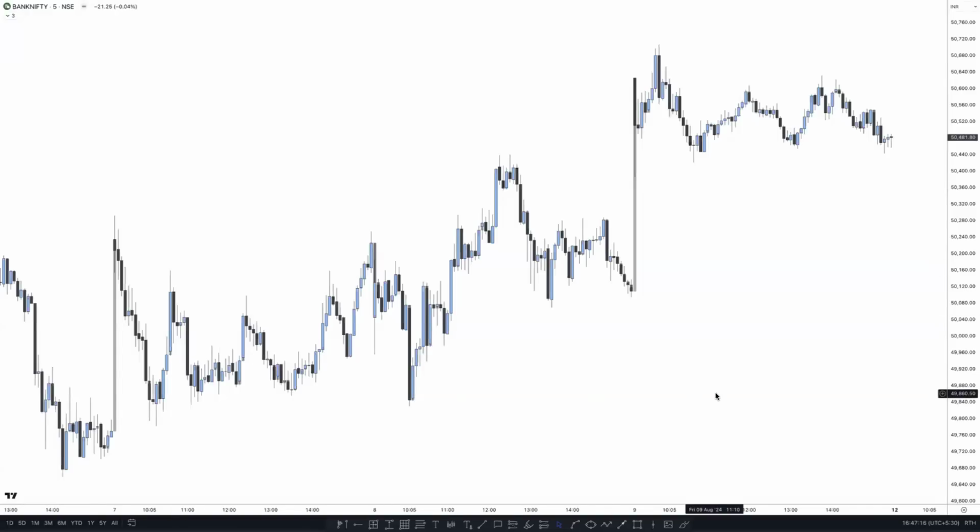Five-minute Bank Nifty mesa inducement. The mesa inducement right here. This is our previous structure, the higher high. I'm sorry, this is a higher high, higher low. So this is our inducement, because the first pullback is here. And our way there is a single leg move right here, because the market opened gap up.